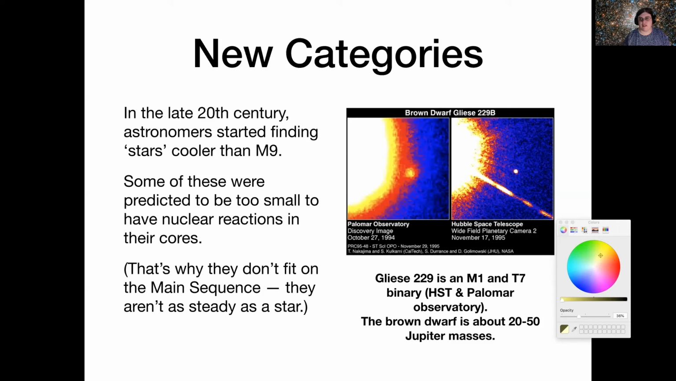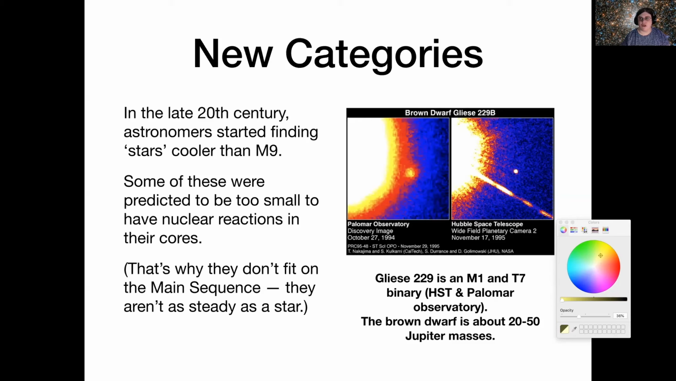The first one, Gliese 229b, is orbiting a red dwarf, Gliese 229a. And it's based on how bright it is and what temperature it is. It's too small to be powering itself by turning hydrogen to helium. There's just not enough pressure in the core to get that going. So they don't fit on the main sequence.